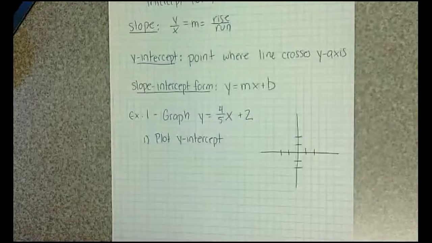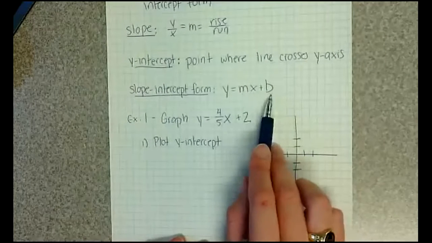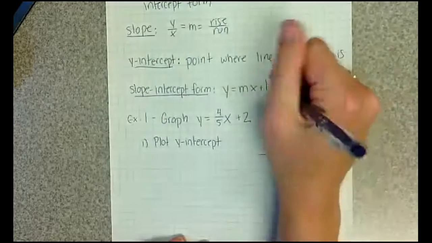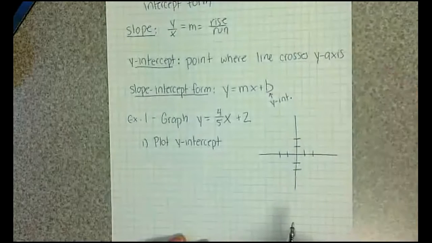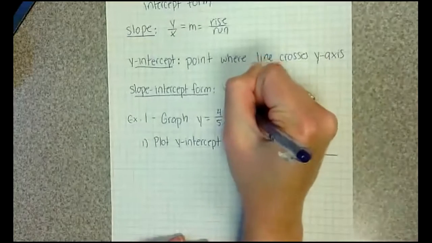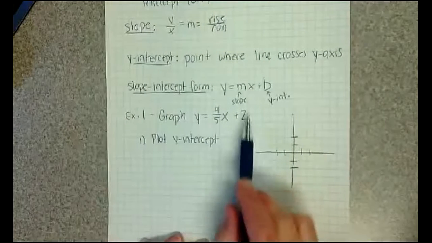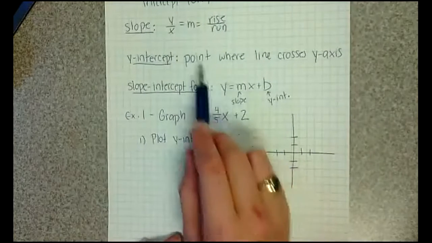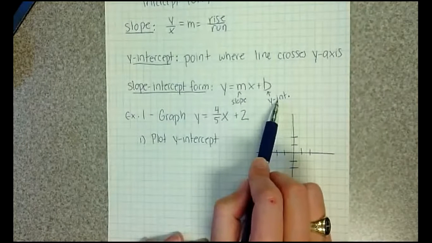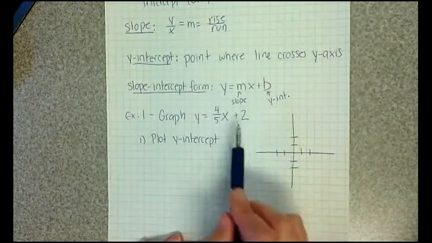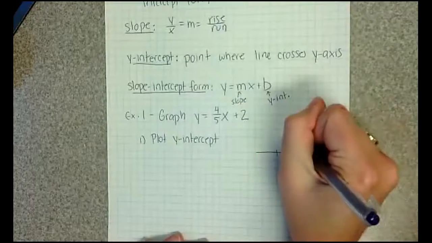So let's come back up here to our definition. The b is the y-intercept, and the m is our slope. Okay, so this is what we need to remember. We already talked about the fact that slope is m, and we talked about that last class. b is our y-intercept. So looking at this equation, my y-intercept would be 2. So I'm going to put a point at 2 on the y-axis.